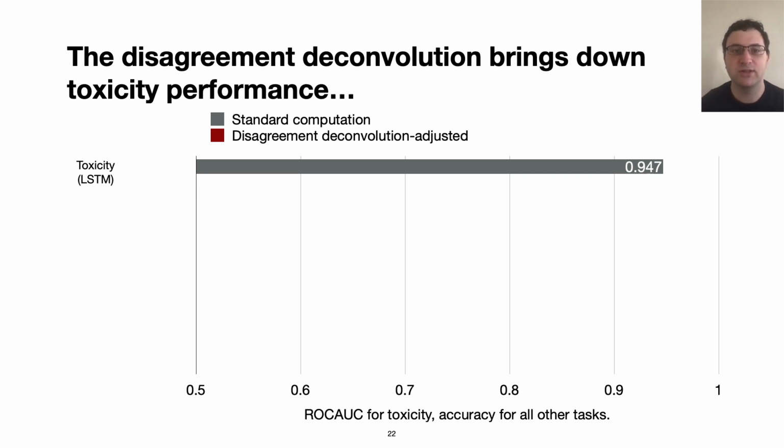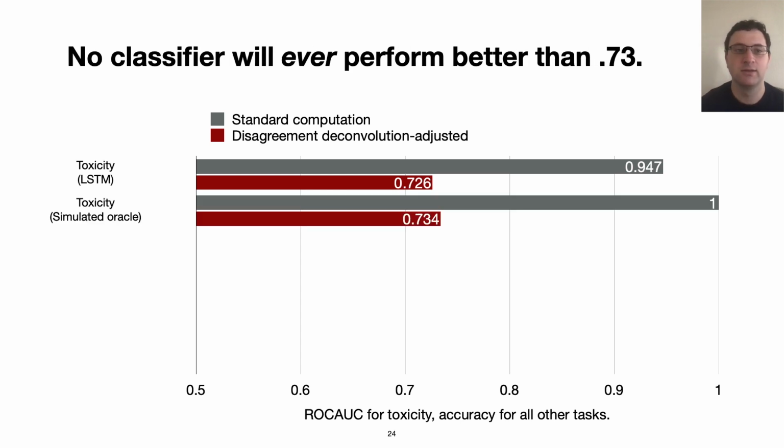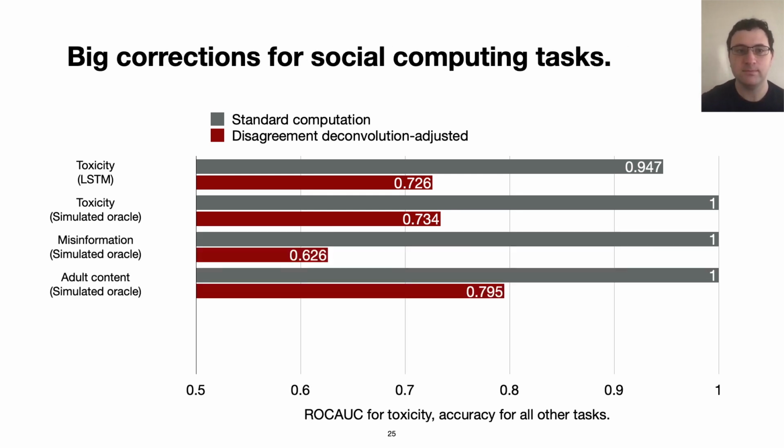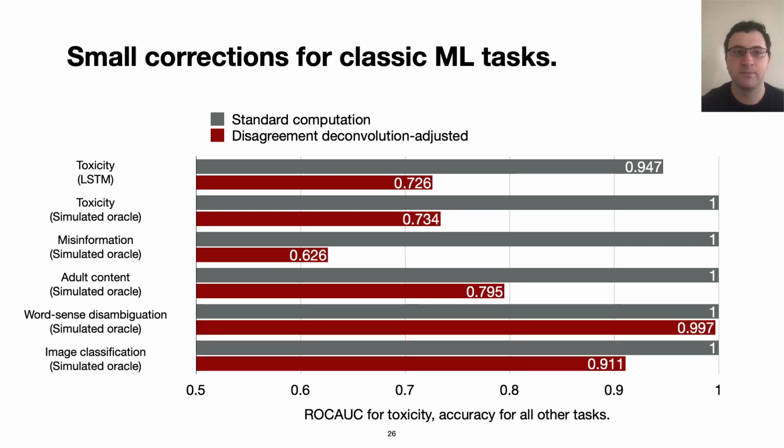And with our procedure, we find that when you consider annotator disagreement, that 0.95 ROC AUC classifier, which seems like it should be good enough for production, should actually be closer to a dramatically lower 0.73, which is really not. In fact, we find that no classifier could do better than 0.73. Even if we simulate a perfect Oracle classifier that cheats and always predicts aggregated labels straight from the test set, we can't do better. And we also find big corrections for other social computing tasks like misinformation and adult content detection. But for traditional ML tasks, like image classification, the corrections are far smaller.